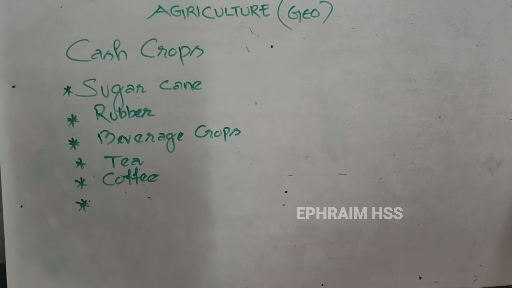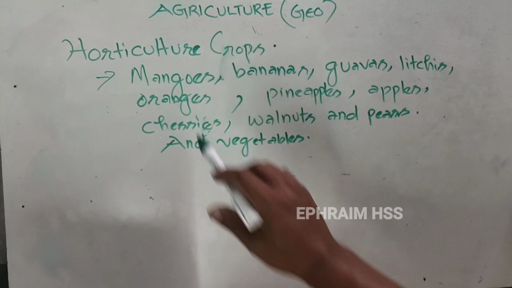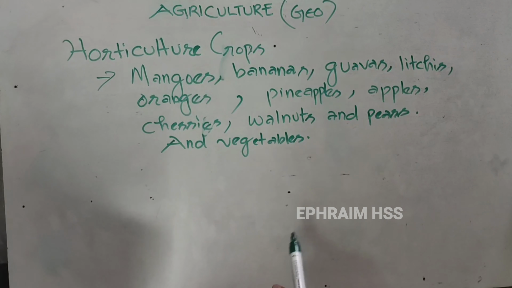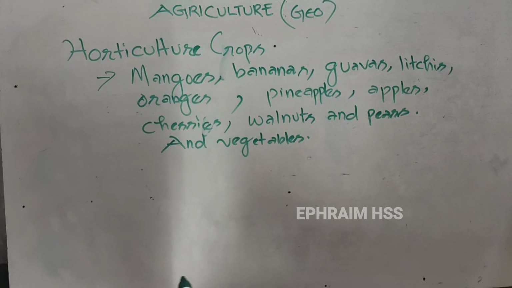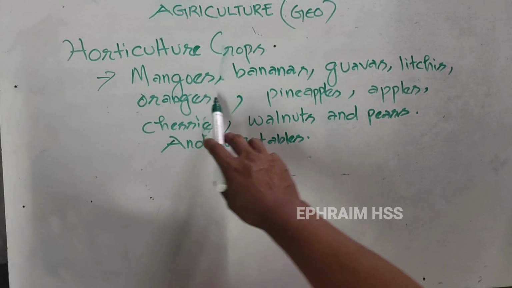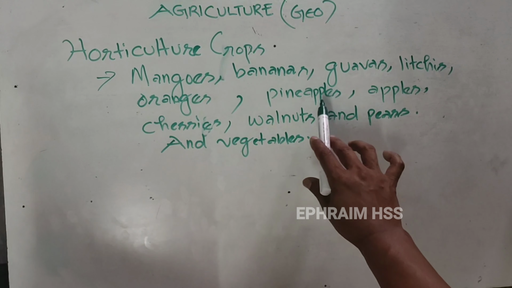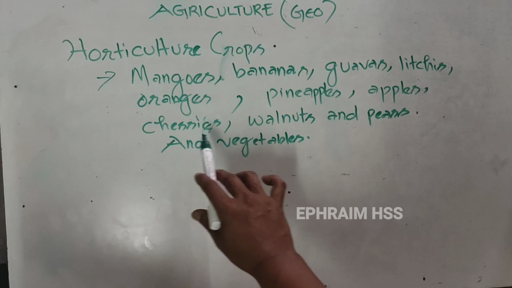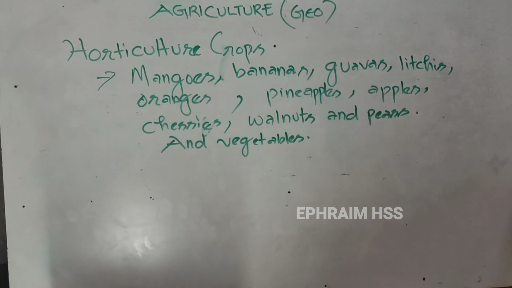Horticulture crops. By horticulture we mean the practice of growing fruit and vegetables. India grows both temperate and tropical varieties of fruits. Fruits like mangoes, bananas, guavas, lychees, oranges, pineapples, apples, cherries, walnuts, and pears. And of course, vegetables are grown all over the country.